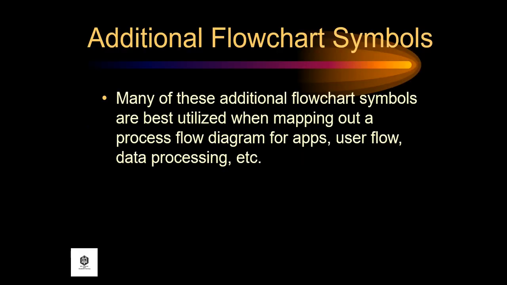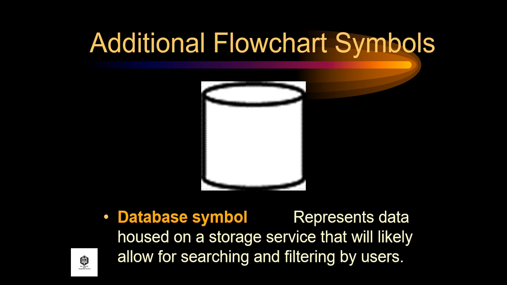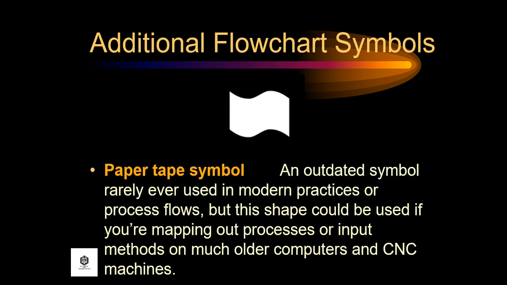Next, let's talk about additional flowchart symbols. Many of these additional flowchart symbols are best utilized when mapping out a process flow diagram for apps, user flow, data processing, and so on. Database symbol represents data housed on a storage service that will likely allow for searching and filtering by users. Paper tape symbol. An outdated symbol rarely ever used in modern practices or process flows.